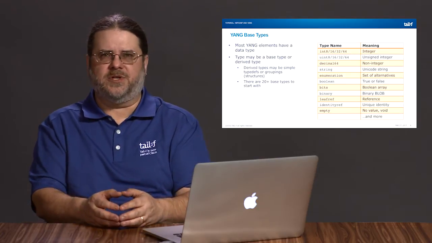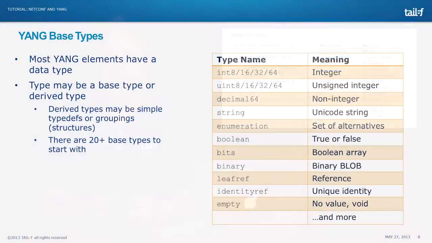YANG has a rich set of base types. All of these are defined in the YANG RFC, RFC number 6020. There are quite a few base types there. There's a sampling of them here on the right. There are various signed and unsigned integers, strings, booleans, enumerations, etc.